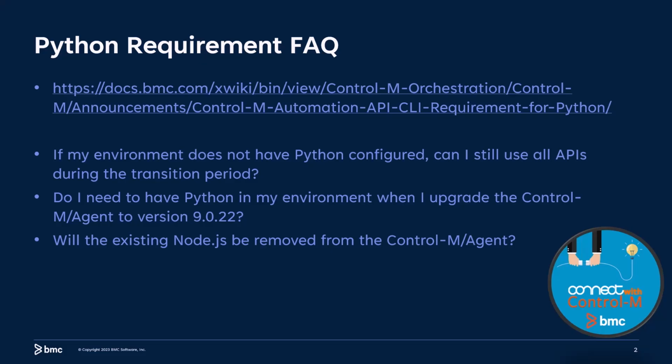Do I need to have Python installed when I upgrade the agent to version 9.0.22? For agents where Automation API CTM CLI is used, as determined by checking if the CTM CLI has environments defined, the Python requirements should be met, as the agent upgrade will fail otherwise. If the CTM CLI is not used on the agent, the upgrade will proceed, but the CTM CLI will not be installed.